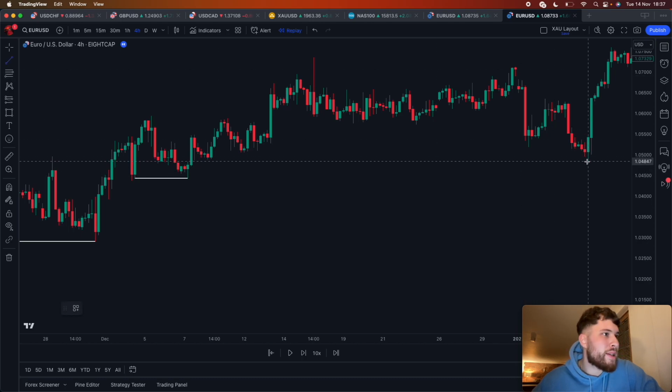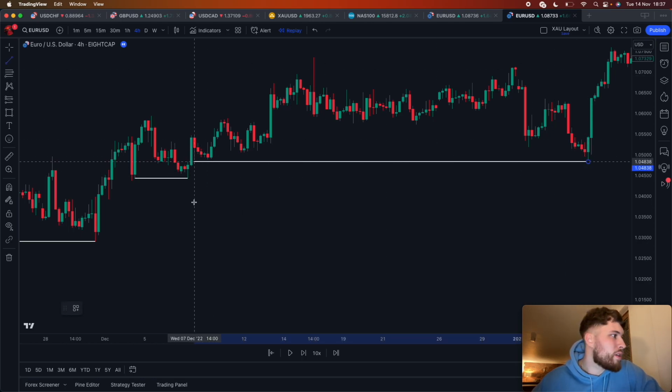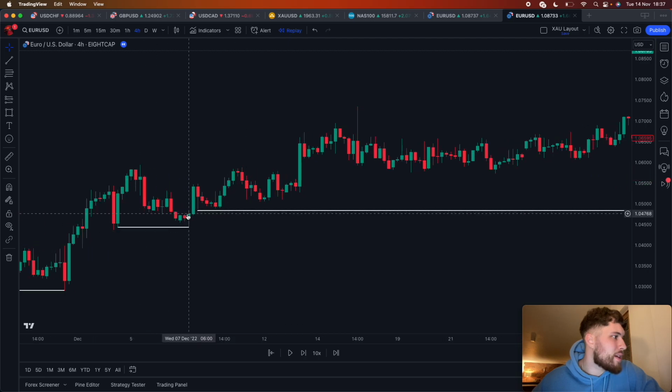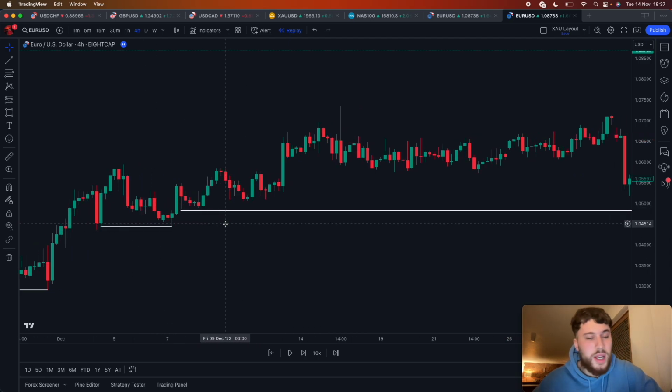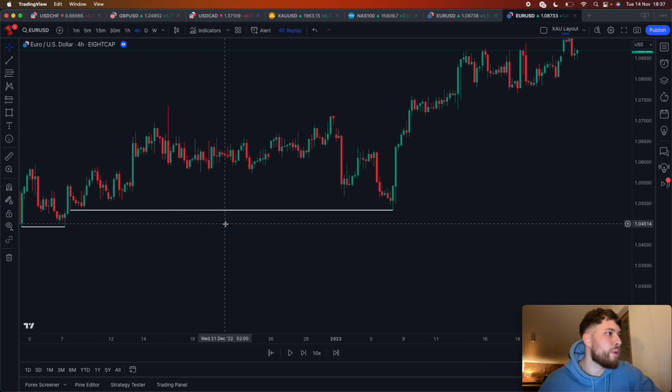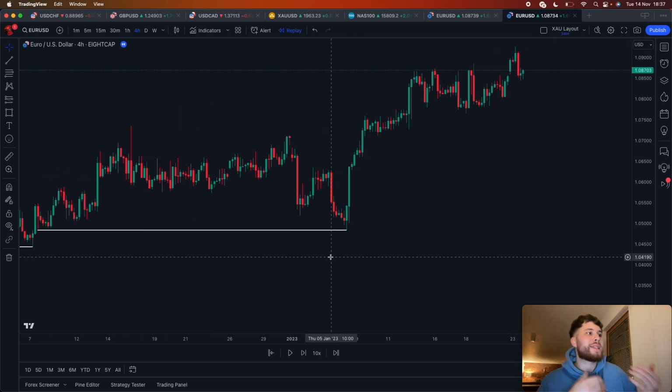Again, price came to trade down here. What did it do? It traded perfectly into this wick to the upside followed by a wick to the downside. Again, it's another hidden order block on the lower time frames. And as I say, this happens all of the time.